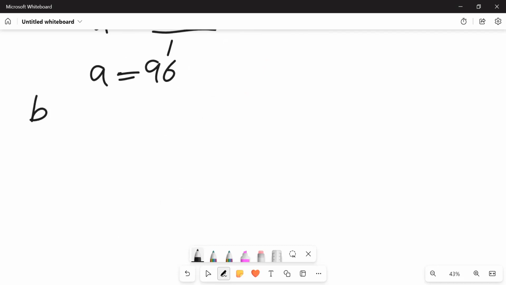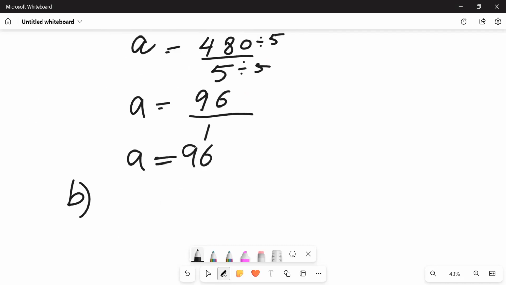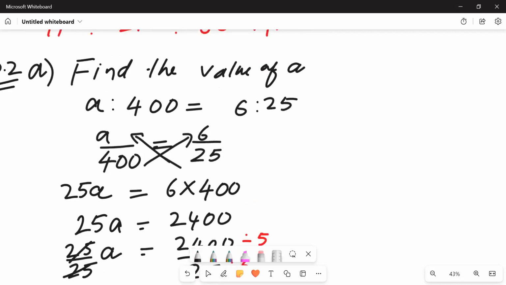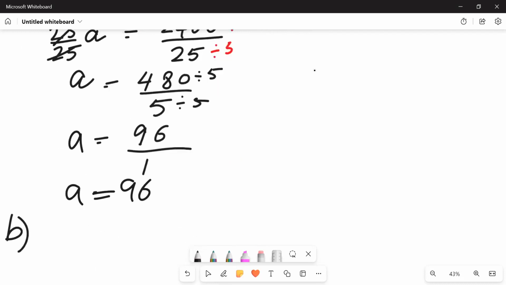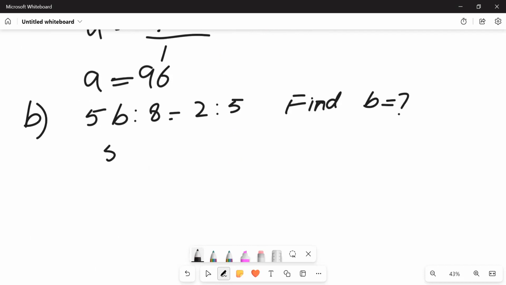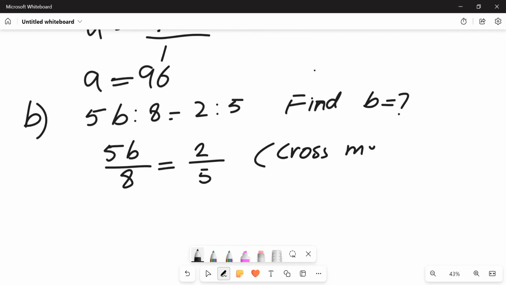Now this is the B part of this question. This one was the A part, and this one is the B part. Given that 5B over 8 is equal to 2 over 5, then find the value of B. So it is 5B over 8 is equal to 2 over 5. Now cross multiplication, cross multiply.